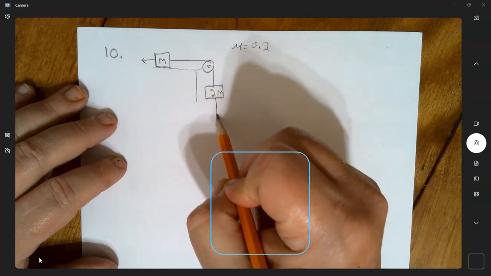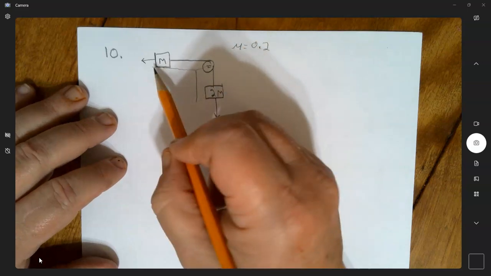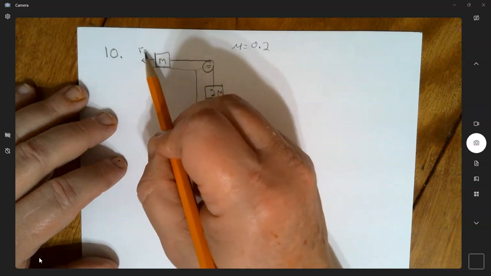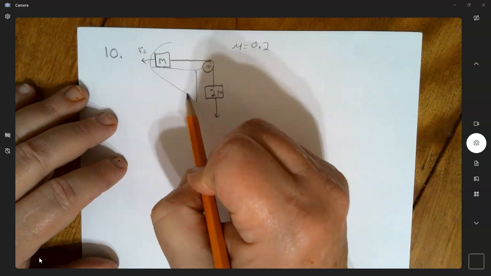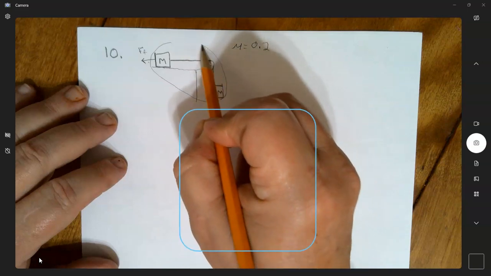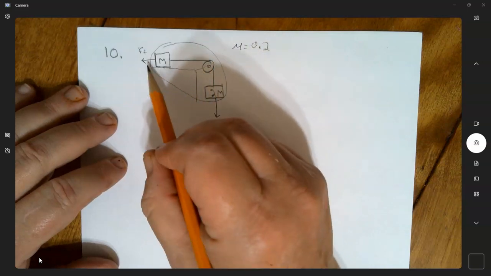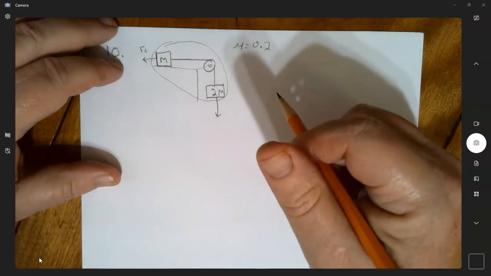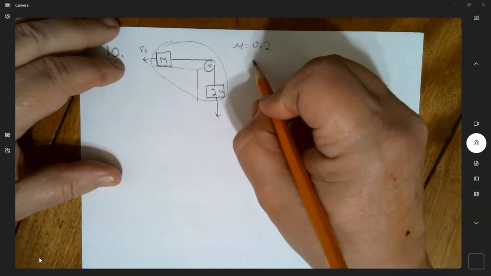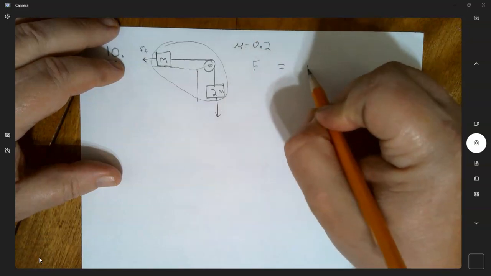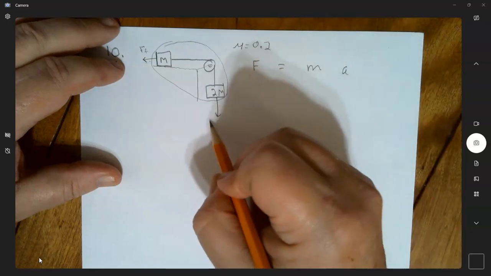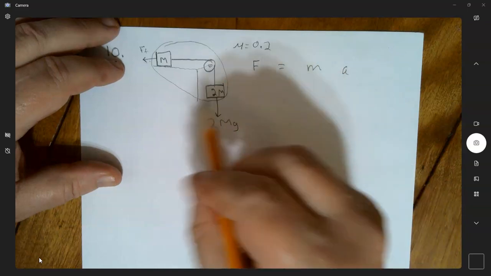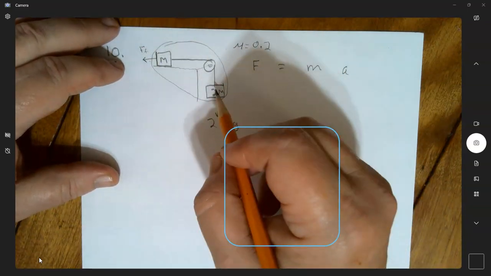So now you have two forces. You have the gravity acting on this one and the friction force acting on this one. Okay, so we're going to draw the one body or the one system like this. So this arrow comes out the back, this arrow goes down. All right, so let's go ahead and do that. So F equals ma. The force is 2mg, the mass times gravitational acceleration. And this is a friction force, so we have to calculate that.